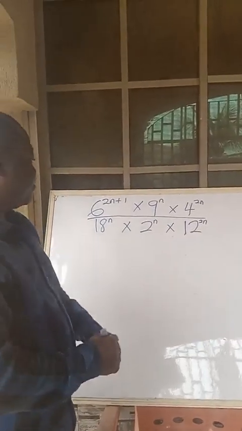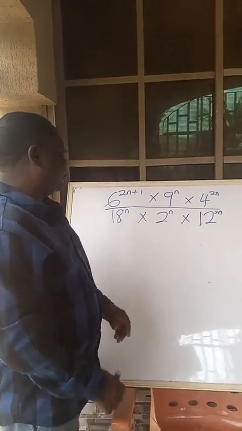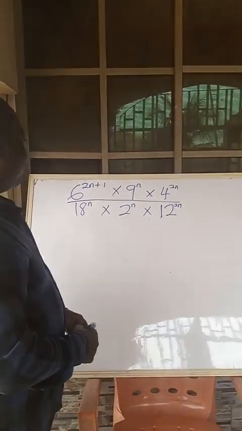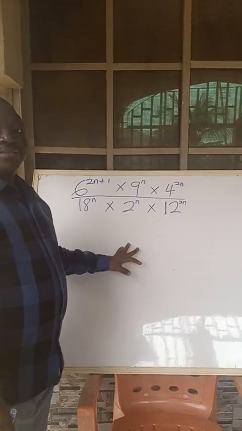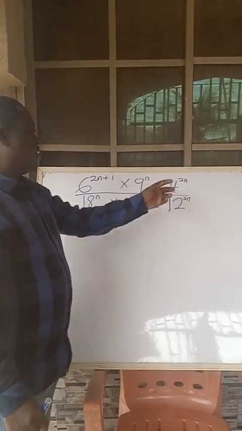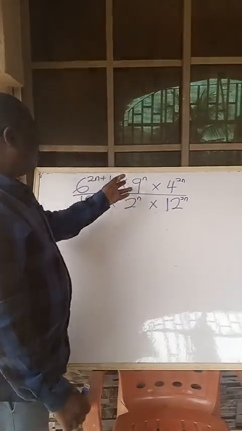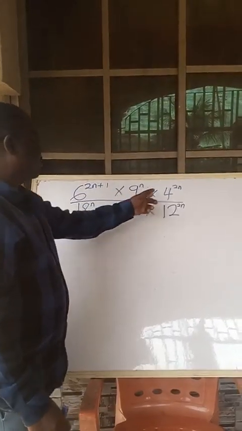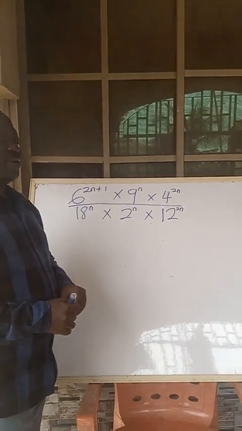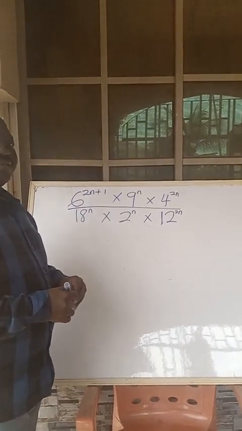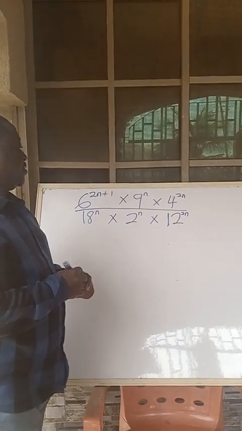Good day, everyone. This afternoon, we want to solve these indices on the board. Now, what makes this question challenging? The bases here are not the same. At least we have up to like 6 bases: 1, 2, 3, 4, 5, 6. 6 different bases.